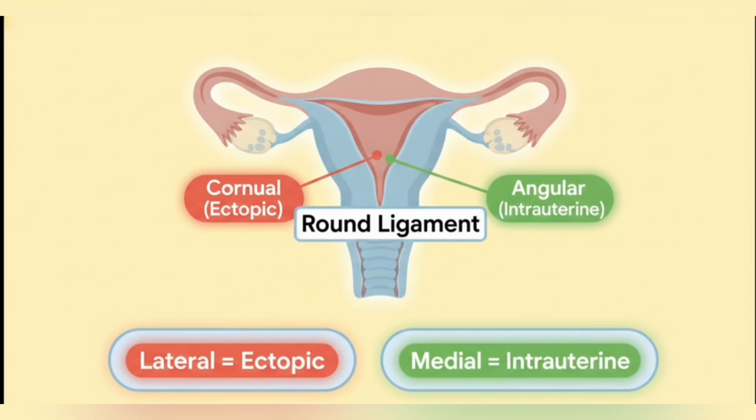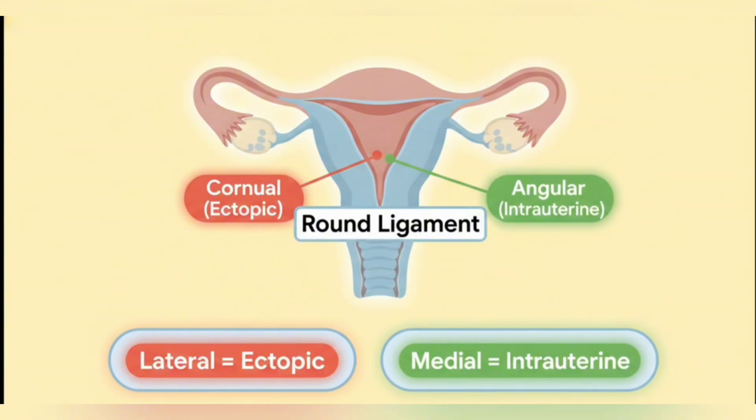First up, we have the classic trap, cornual versus angular pregnancy. A cornual pregnancy happens right in the interstitium or rudimentary horn, so it is an ectopic pregnancy. Anatomically, it's located lateral to the round ligament. An angular pregnancy, on the other hand, is right near the angle of the uterus, making it an intrauterine pregnancy. It sits medial to the round ligament. So remember, lateral means ectopic, medial means intrauterine.